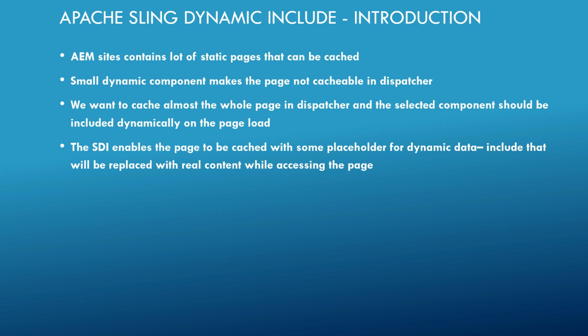Sling Dynamic Include enables the page to be cached with a placeholder for dynamic data, called an include, that will be replaced with real content while accessing the page. So it enables the pages to be cached, the 95% of the data, and only this 5% will be loaded dynamically while loading the page.